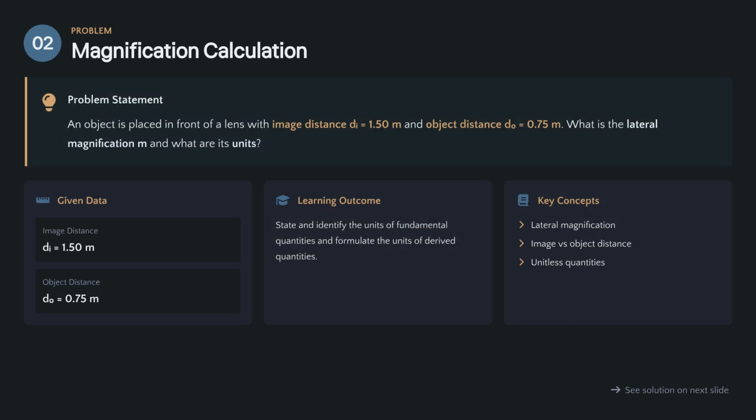Problem 2 is a magnification calculation. An object has an image distance of 1.50 meters and an object distance of 0.75 meters. We need to find the lateral magnification and its units, which is a unitless quantity.